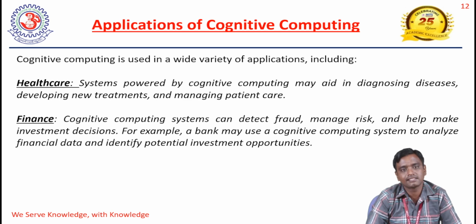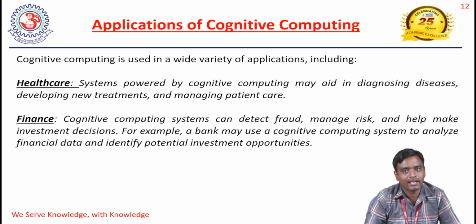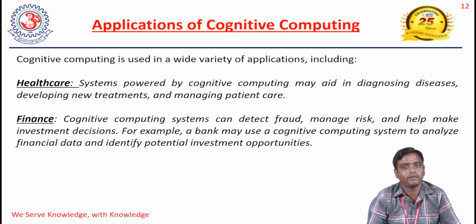Next is finance. Cognitive computing systems can detect fraud, manage risk, and help make investment decisions. For example, a bank may use a cognitive computing system to analyze financial data and identify potential investment opportunities. Like stock markets and mutual funds, nowadays people are applying machine learning and deep learning algorithms to identify patterns and trends, and based on that they are investing in the stock market or mutual funds. Likewise, cognitive computing can be applied in the domain of finance.